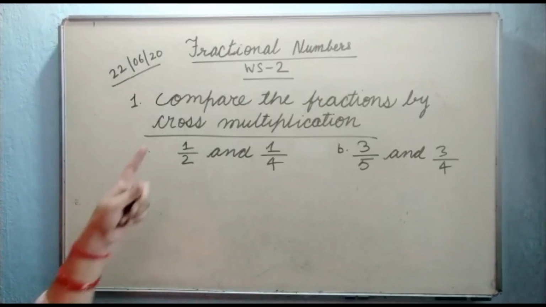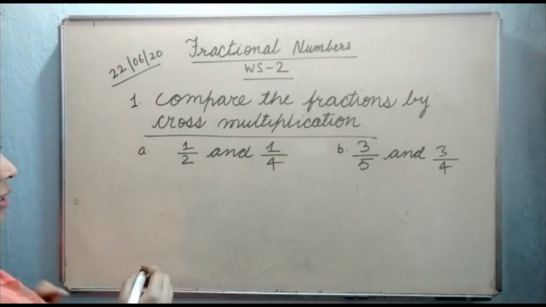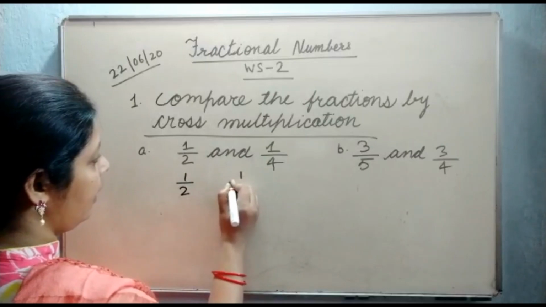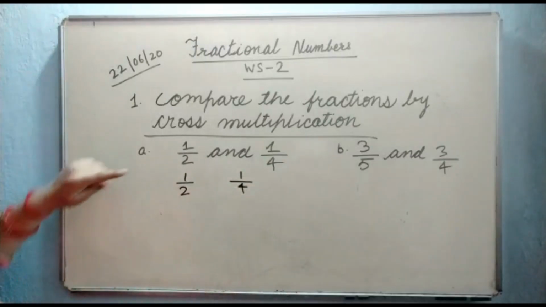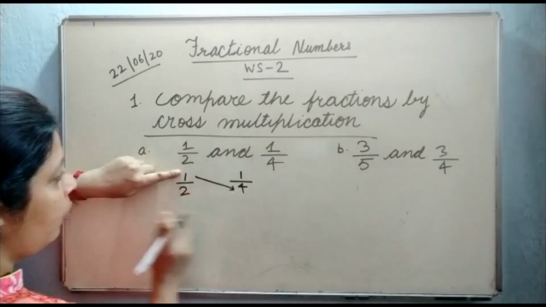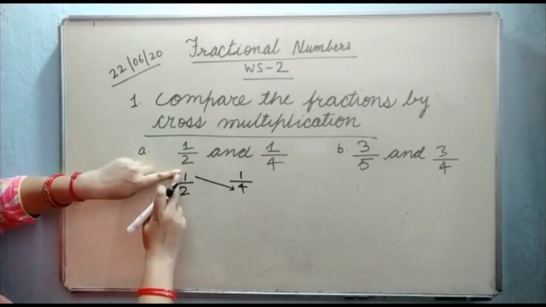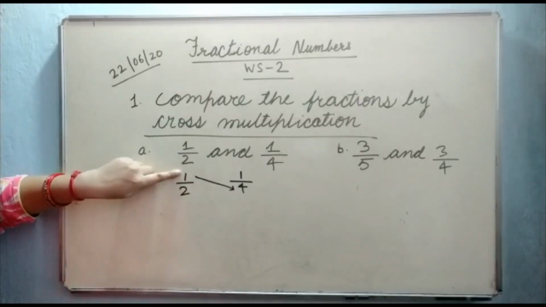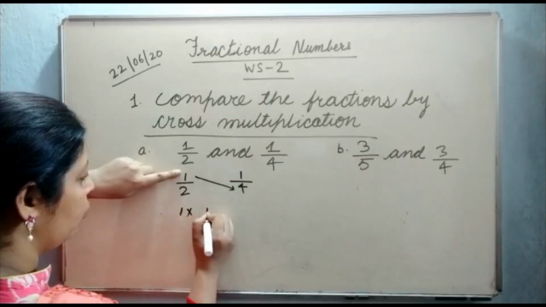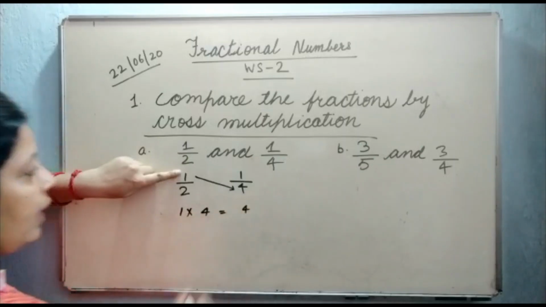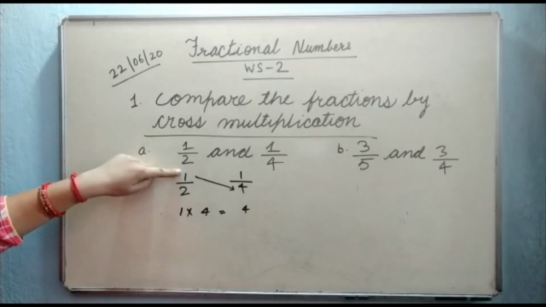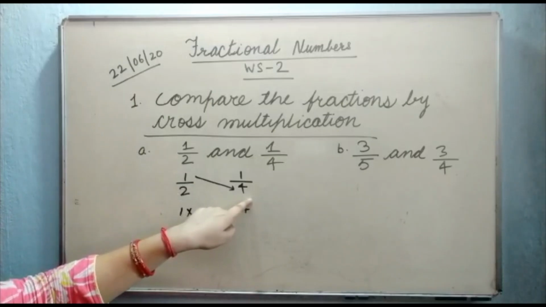Now we have to compare by cross multiplication. This is a very simple rule. We write both the fractions like this, 1 by 2, and here we write 1 by 4. And then we put a finger on the numerator of the first fraction and give an arrow sign pointing towards 4. Now we have to multiply 1 by 4. And whatever result we get, we have to write down. So below here we write 1 into 4 equals 4. We are getting the result 4 when we put our finger on the left hand side and multiply it with the right hand side denominator 4.